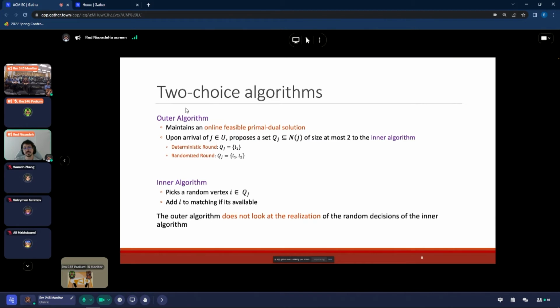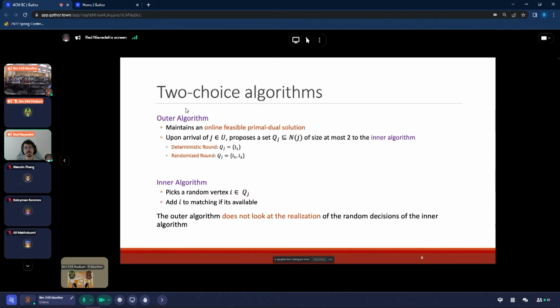In the case that the set Qj is only one vertex, we call that run a deterministic run. In that case, Qj only contains a single vertex I1. Otherwise, if Qj contains two vertices, for example I1 and I2, we call that run a randomized run.